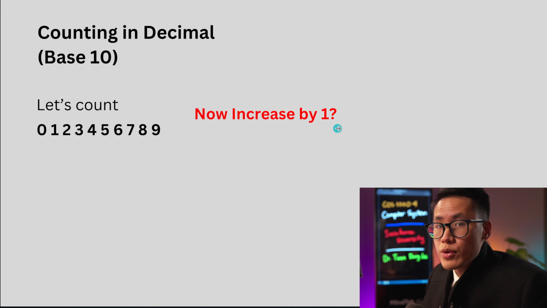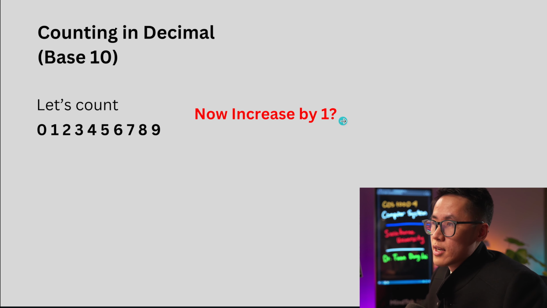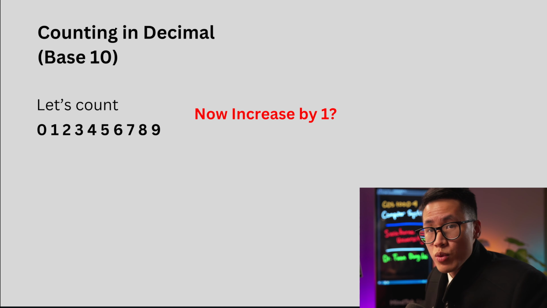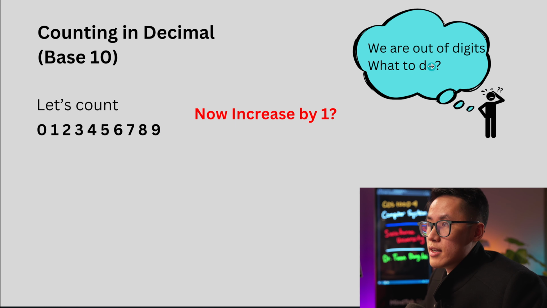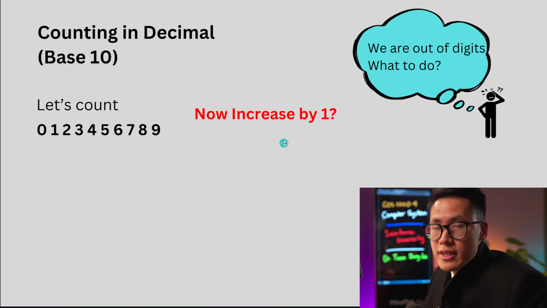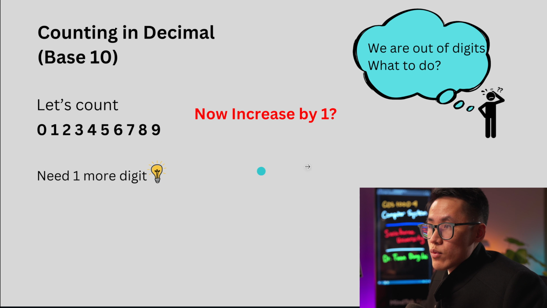Now if I want to increase by 1, what do I do? Remember the previous example that we had? Because this one is base 10, if you want to add 1 to 9, you have to repeat the pattern, which means you have to use another digit because we are out of digits. We don't have any digits after 9. So we need to repeat the pattern, just like the previous example. We need one more digit.